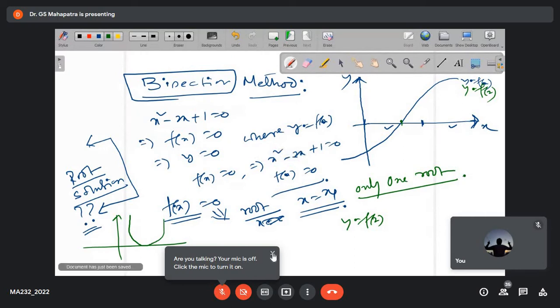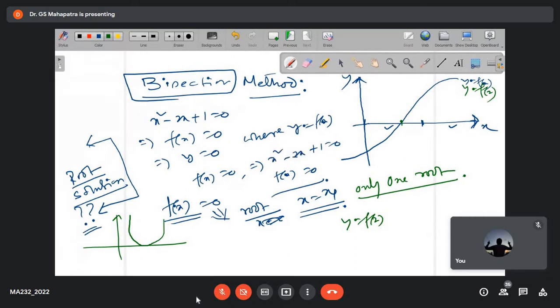Any other concept? What is root? Mathematical concept. Oh, fine. What is your roll number? 42. Fine. Okay. So now, that is okay. All this concept we will use within a few minutes.